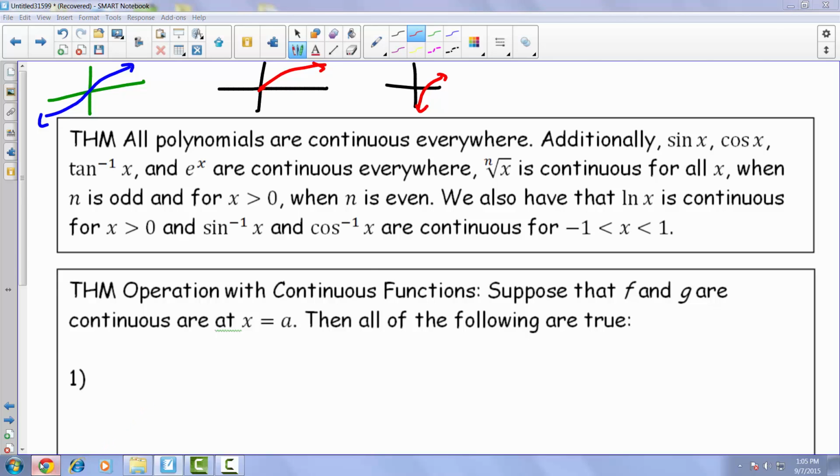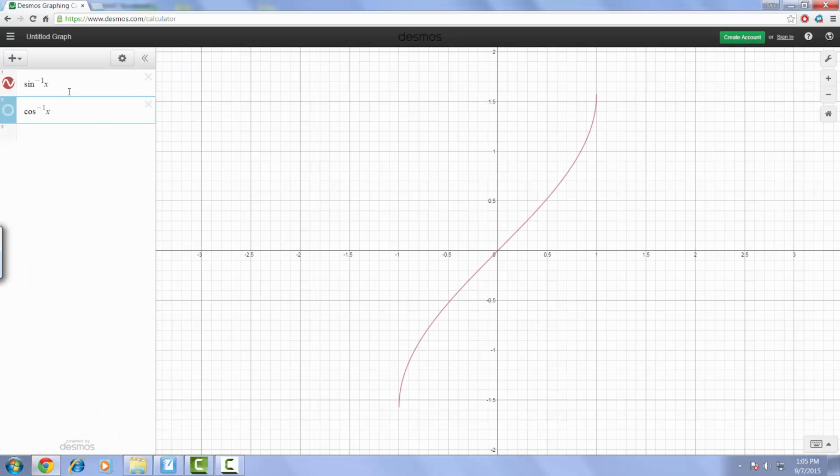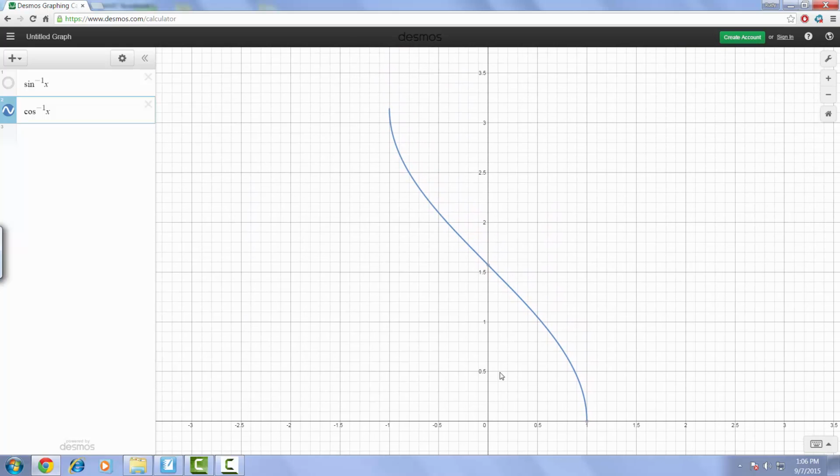To help illustrate that, I've gone ahead and graphed them. Here is the sine inverse. You can see that it is, in fact, from -1 to +1, and that it is also continuous throughout the entire interval. Likewise, here is going to be the cosine inverse coming up, and you can see the same thing between -1 and +1.